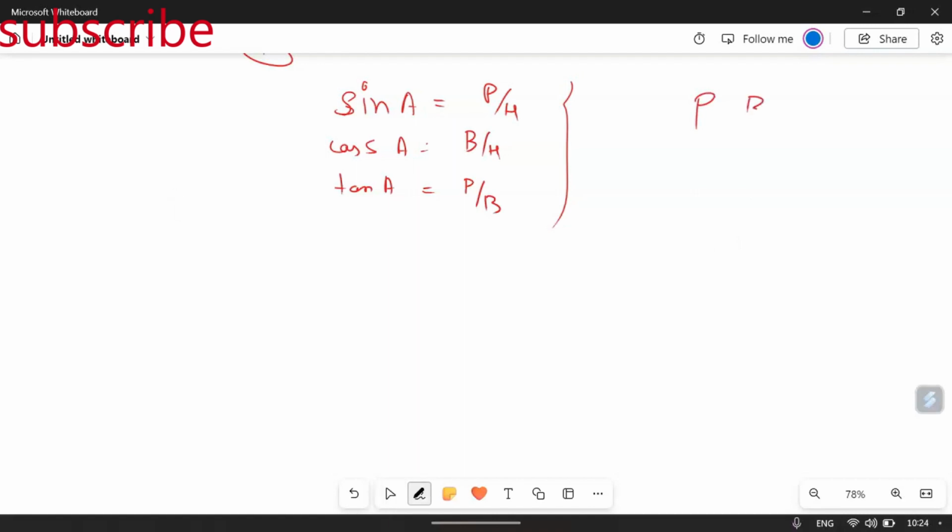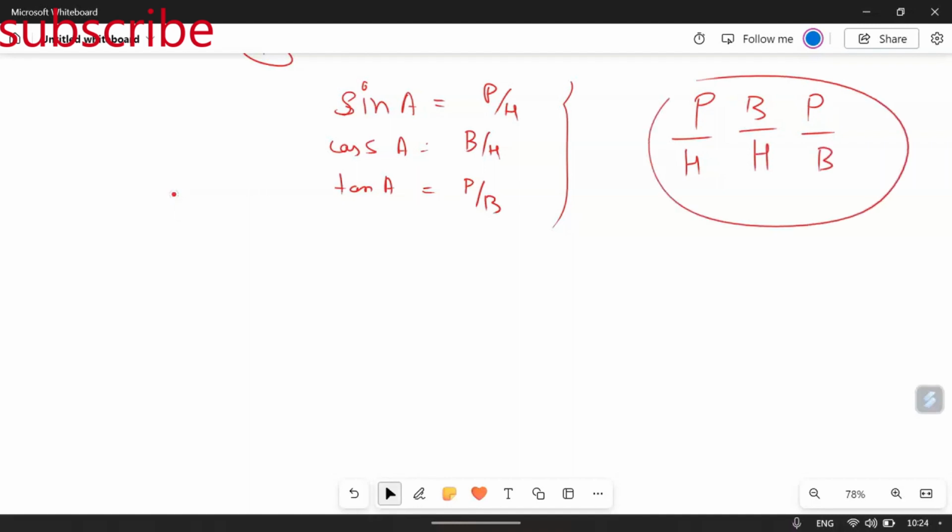Same for trigonometry ratios. If I'm giving you one trick, remember this trick: sin A, cos A, tan A. We know that this is perpendicular upon hypotenuse, base upon hypotenuse, and perpendicular upon base. As you do the questions, you will remember that. Okay, so you can remember this trick: Pandit Badri Prasad upon Har Har Bhole. You can remember that trick by this.